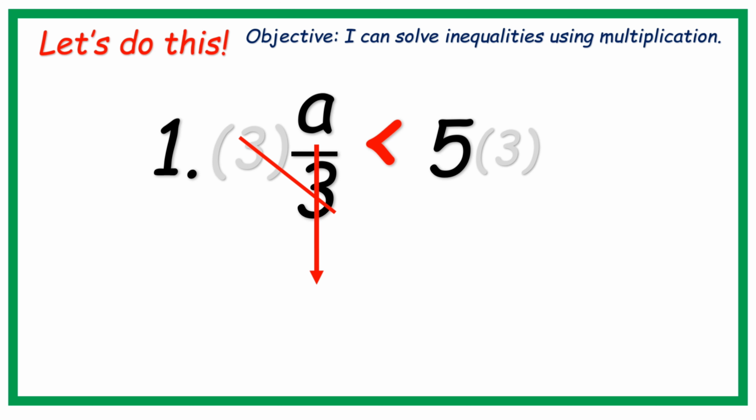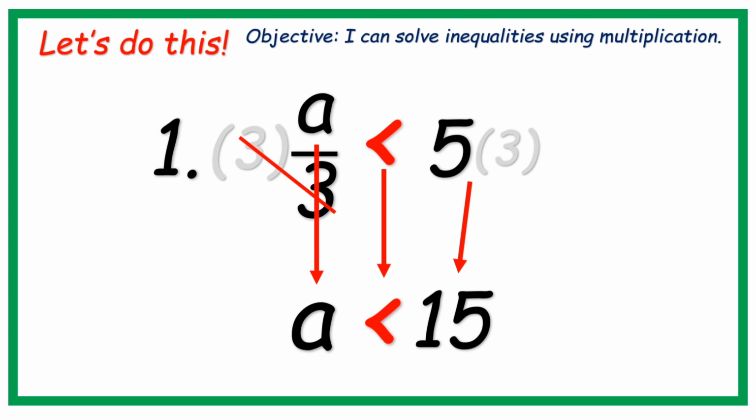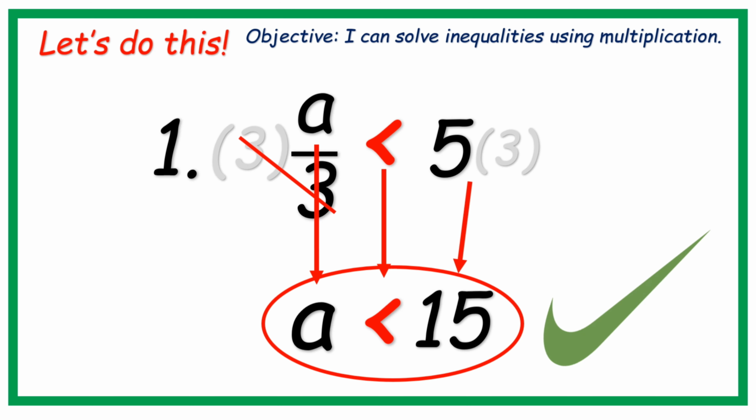So we can simply copy it down, a, then bring down the inequality sign, is less than, then the answer, 5 times 3, which is 15. Just like that, you got it. Our final answer: a is less than 15.